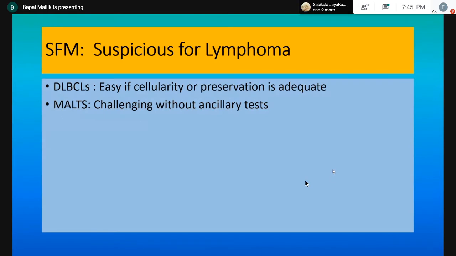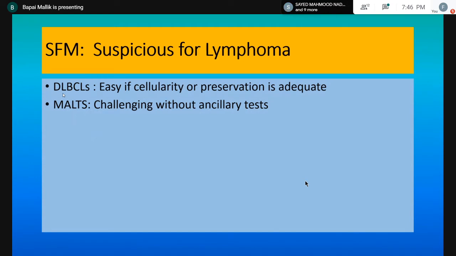The next one is something where I think we come across rather frequently, where you call something as suspicious for a lymphoma. Now, I'm going to talk much more about the lymphomas affecting the thyroid gland towards the end of the lecture, but let me just remind you, there are two common situations of non-Hodgkin's lymphoma affecting the thyroid. The diffuse large B-cell lymphomas, where you have a large population of extremely large cells, and everything is fine, but under certain circumstances the cells are mixed with a small population of smaller cells. You are not very sure.